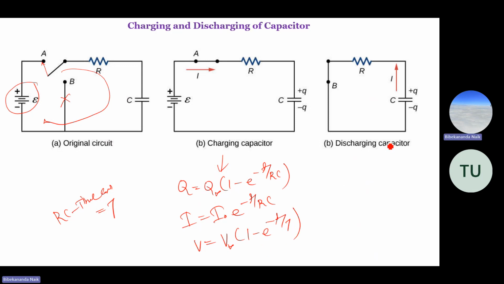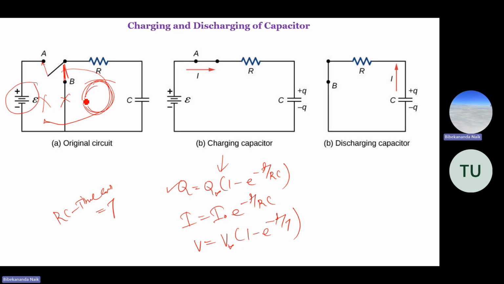Now in case of discharge, how will the discharging circuit behave? When you connect it to terminal A, the current goes through the resistor and then through the capacitor, and the nature of the charging is shown here. But when you disconnect from point A and connect it to point B, then current will flow in this loop only. There will be no current in this area because it is disconnected from here.